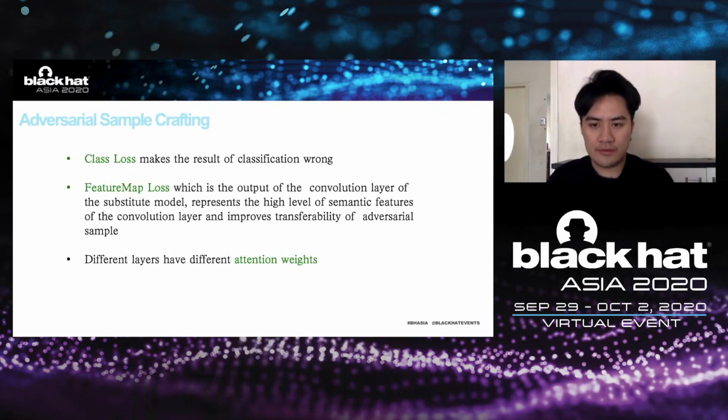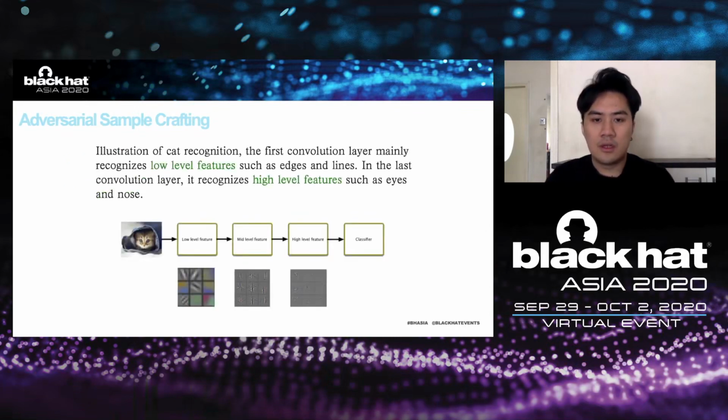In addition to classification loss, we will choose the output of multiple convolution layers. The features of different convolution layers represent the semantic content of different dimensions. We choose several different convolution layer features to propagate the feature weights at different levels. In different convolution layers, the first one mainly recognizes the edges and the lines. In the last convolution layer, it recognizes high-dimensional features such as eyes and noses.